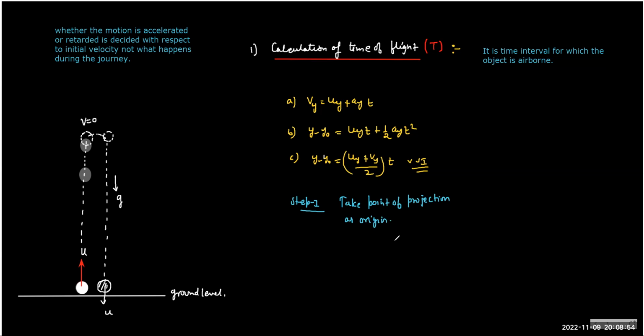I hope this part is clear. And the next part is draw the coordinate axis. It is logical because you are talking about motion under gravity. You must choose one of the axes vertically upward. So I will take this as origin and this as my y-axis. And you will see why I'm doing all this.